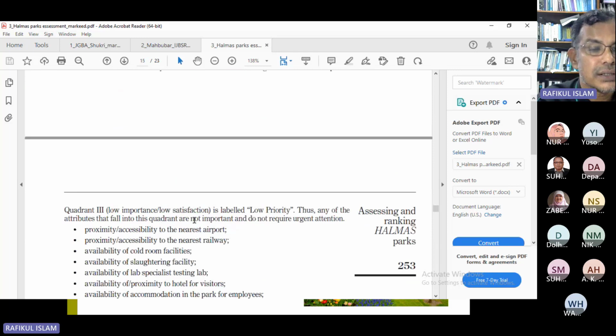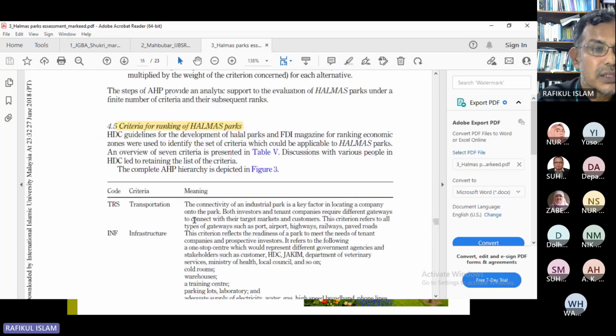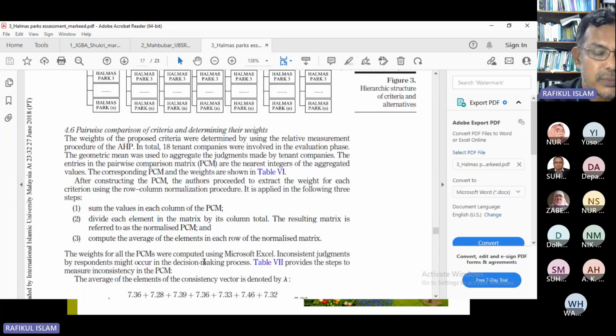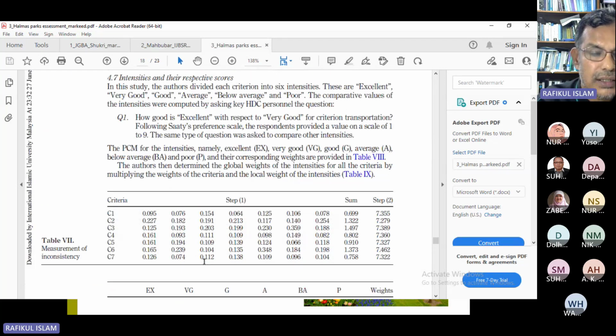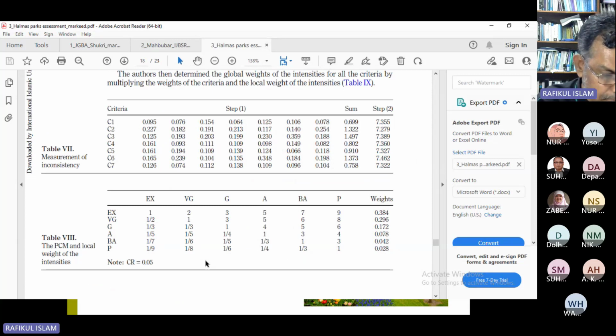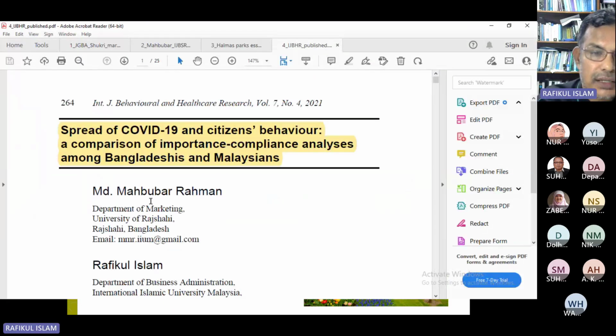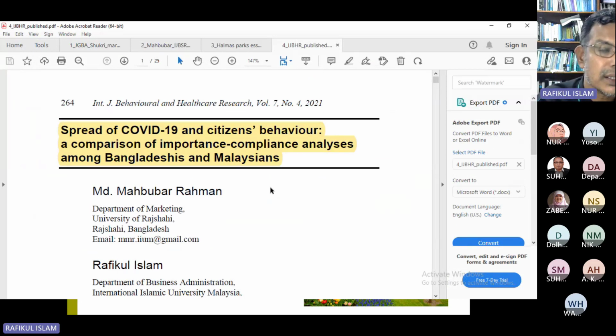And page 16 onwards is the AHP application. This paper was published in 2018 in the Journal of Islamic Marketing. And this one is a recent paper, not recent, 2021.